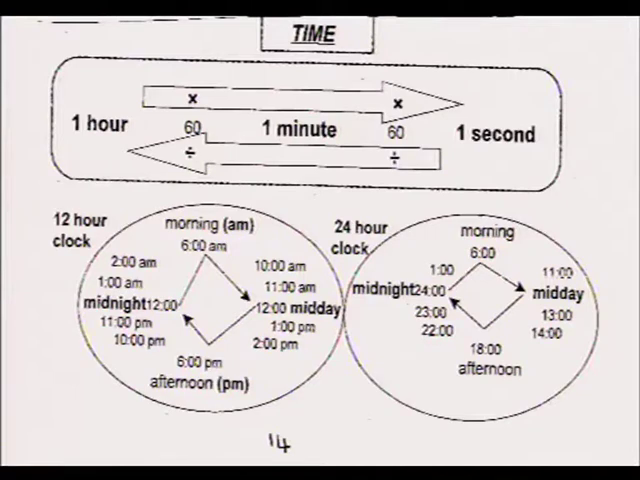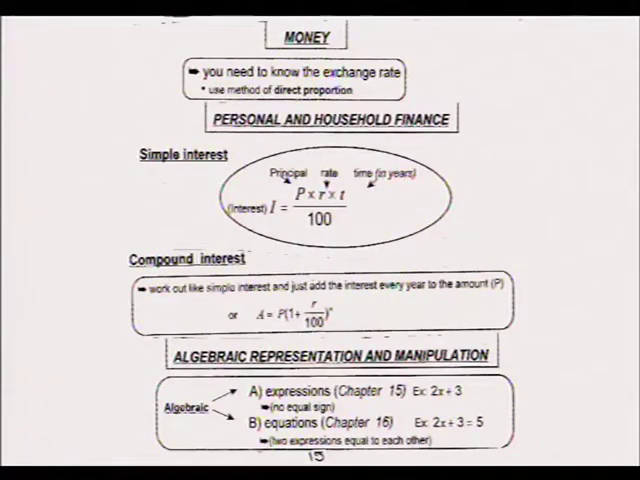And mass: do you remember the 1,000 grams in 1 kilogram, and 1,000 milligrams in 1 gram. Time, remember about the 60, and morning is AM, afternoon is PM. Midnight is 12 o'clock at night; midday is 12 o'clock in the day. Money, simple interest: we have the principal times the rate times the time, over 100. The compound is A equals P in brackets 1 plus the rate over 100, to the power n.